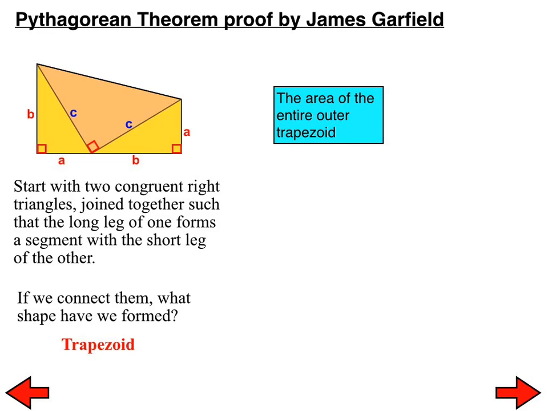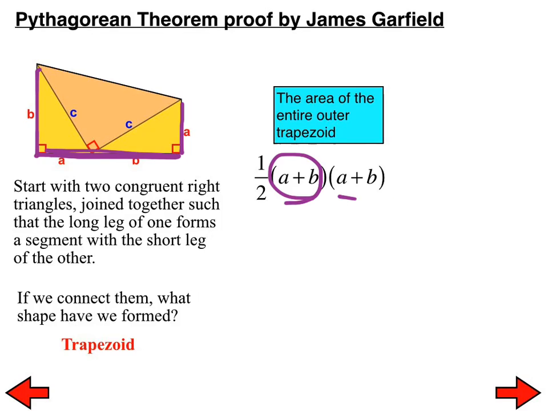So I have the area of the outer trapezoid. And to find the area of a trapezoid, you have to remember that it is 1/2 the sum of the bases times the height. And so basically, the sum of that base and that base is where this a plus b comes from. And the height is right there. That's where we get the other a plus b. It's 1/2 the sum of the bases times the height.